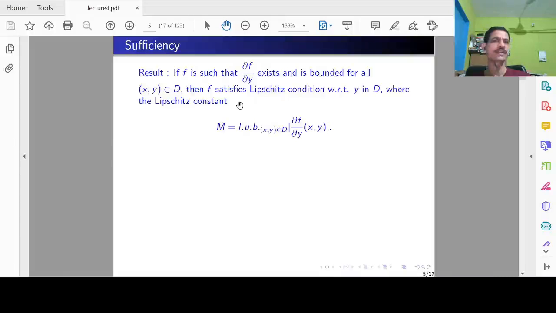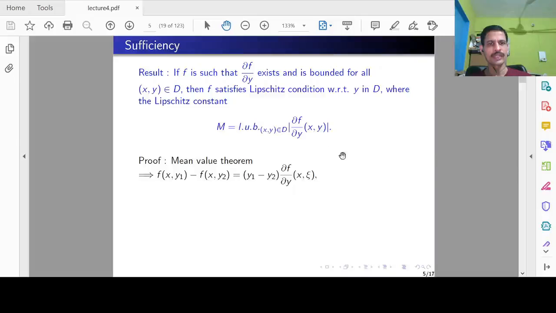So it says that if the partial derivative of f with respect to y exists and is bounded in the domain, then the function f satisfies Lipschitz condition with respect to the second variable. We'll see the proof. The proof follows from mean value theorem for functions on two variables.